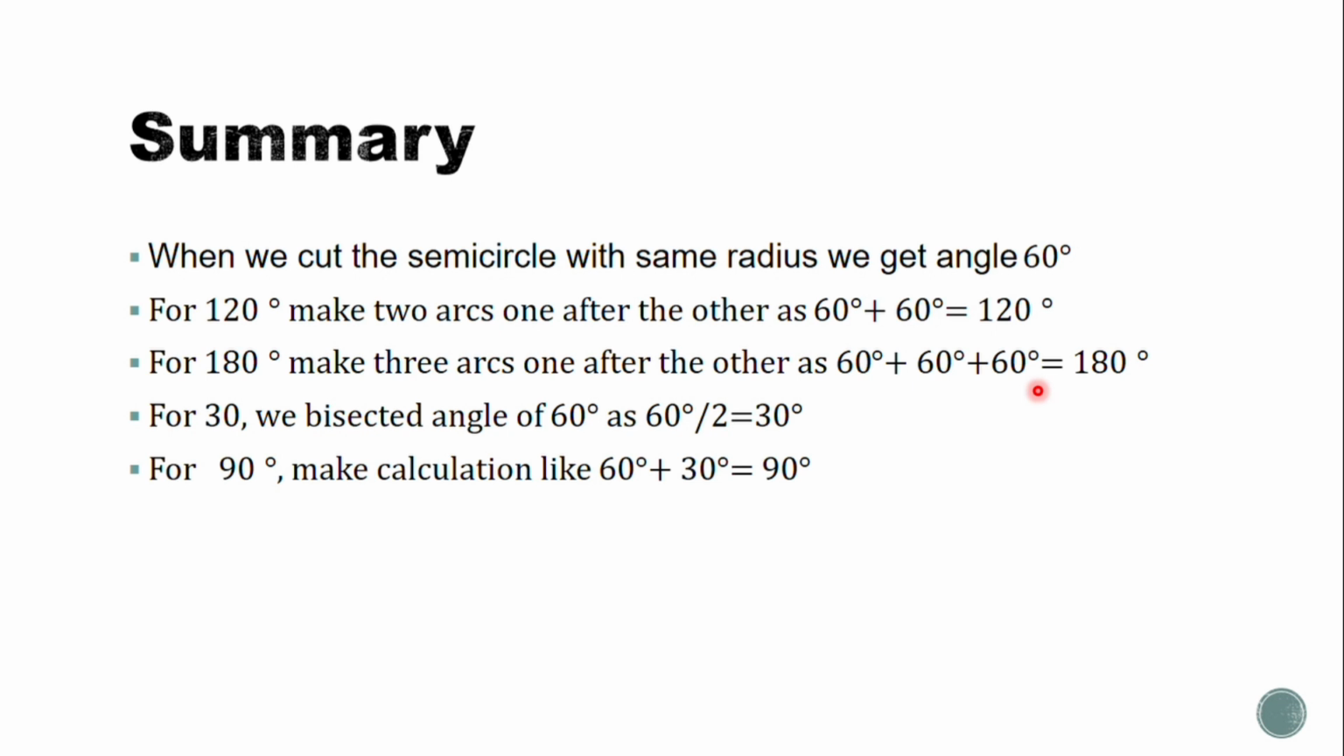So we bisect the second angle and add it with the first 60. For 45, we bisect the angle of 90 degree. So we can use the basic principle and draw any angle using the same logic and principle. If you get the principle here, you can now draw any angle.